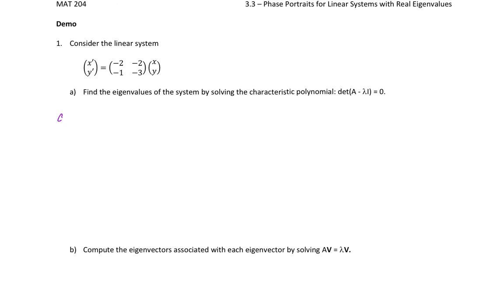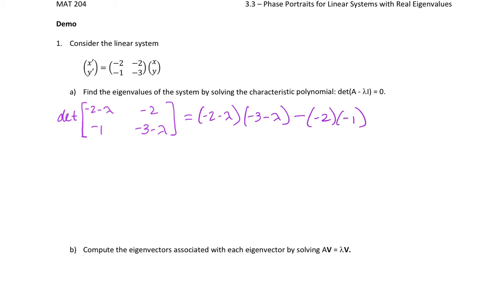So we're going to take the determinant of A minus lambda I. So that is going to be [-2 minus lambda, -2; -1, -3 minus lambda]. And then the determinant is a times d minus b times c. -2 minus lambda times -3 minus lambda, minus -2 times -1.